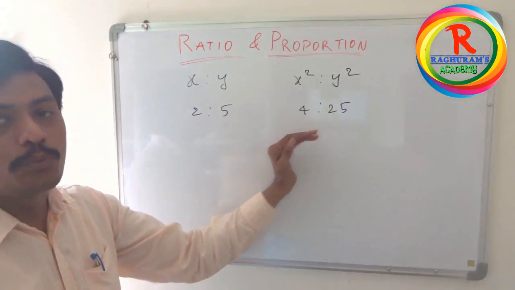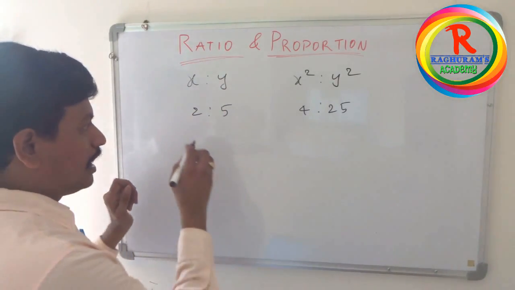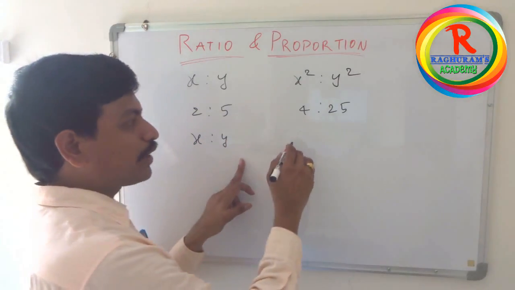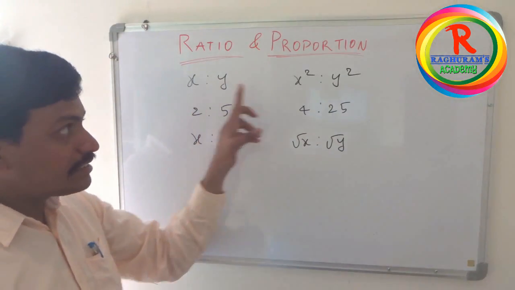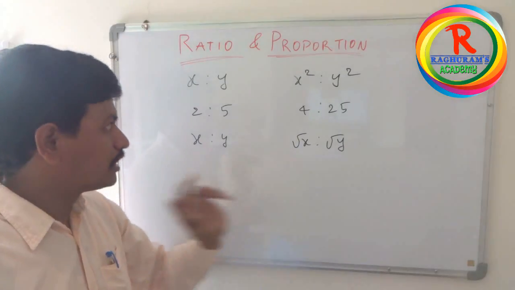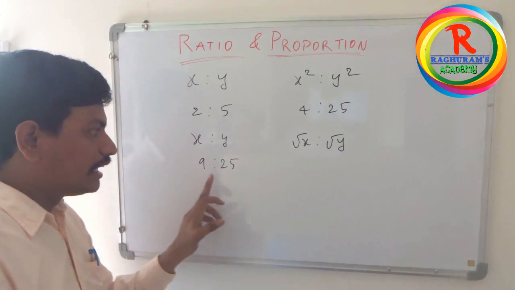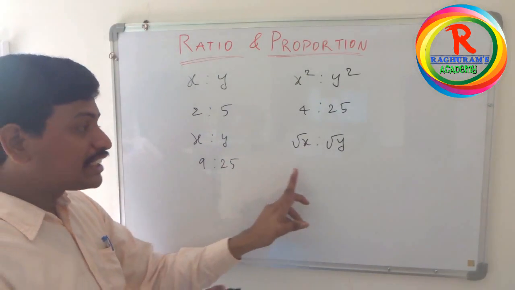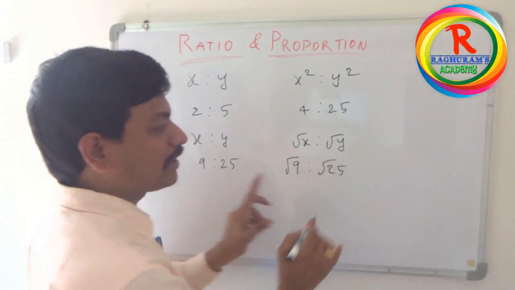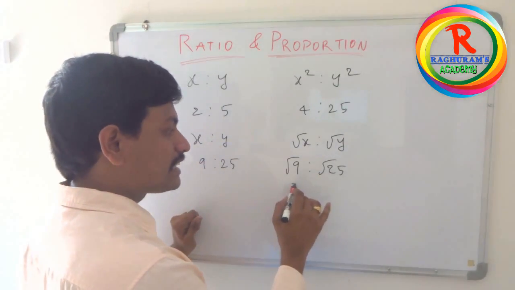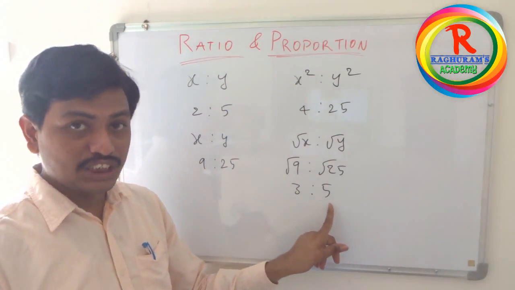The second type is the sub-duplicate ratio. Sometimes you may get a question like this: find the sub-duplicate ratio of x is to y. The sub-duplicate ratio of x is to y is the square root of x is to the square root of y. So duplicate is square, sub-duplicate is square root. If I take 9 is to 25, the sub-duplicate ratio is root 9 is to root 25. The square root of 9 is 3, and of 25 is 5. So the sub-duplicate ratio of 9 is to 25 is 3 is to 5.